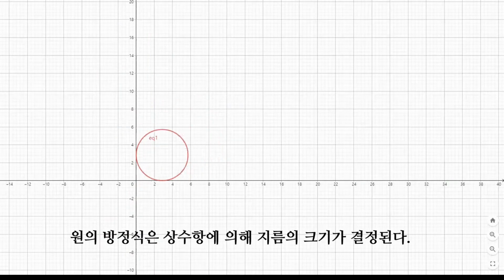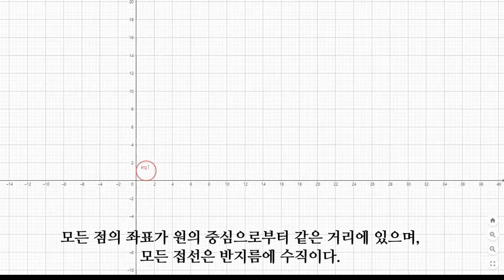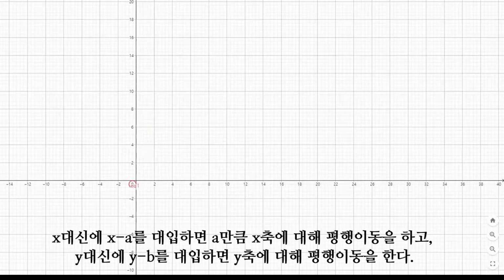The equation of the circle is determined by the size of the diameter and the constant term. The coordinates of all points are at the same distance from the center of the circle, and all tangents are perpendicular to the radius. If x = a is substituted, the line is parallel to the y-axis, and if y = b is substituted, the line is parallel to the x-axis.